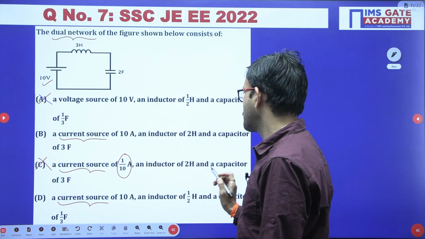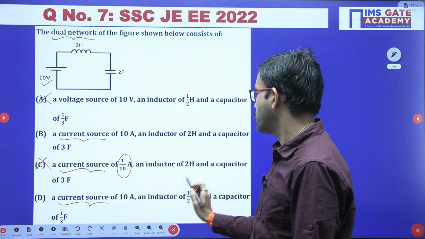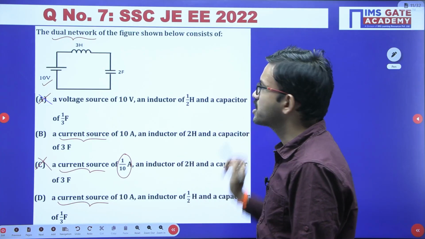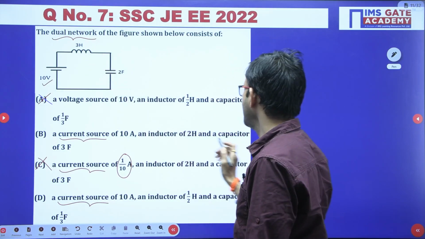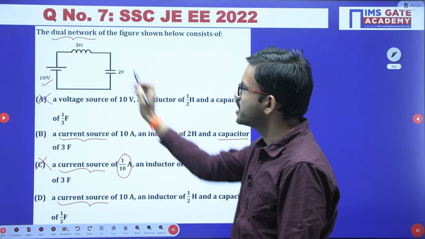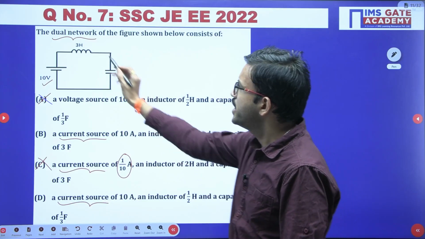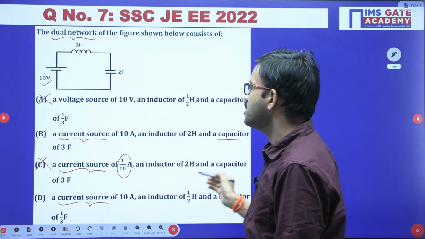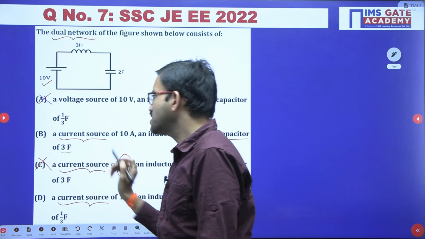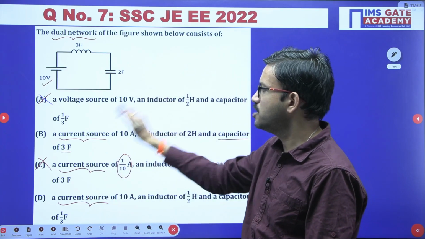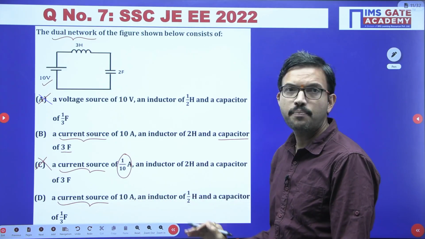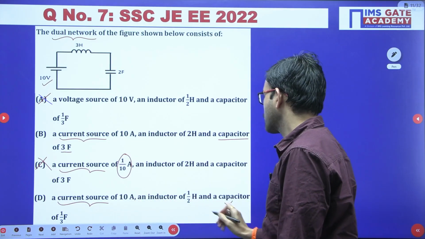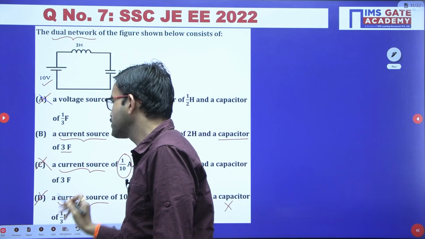In both the options you are having one inductor, one capacitor. Actually inductor is present here. For inductor dual is capacitor. Here inductance value is 3 Henry. So the same value, that means 3 you are getting, 3 farad. But here how much they have given? Reciprocal they have given, so that is wrong. I hope all of you are getting clarity.